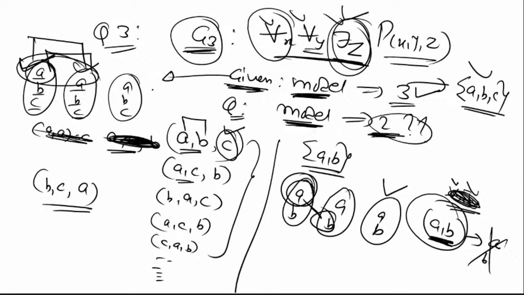I have proven it. For example, if you take this interpretation, then we cannot guarantee a model of size 2. That is the point. Is this point clear, Sabrina? So like this you can do.